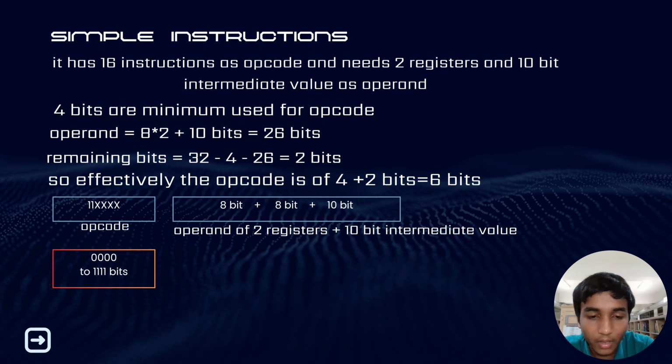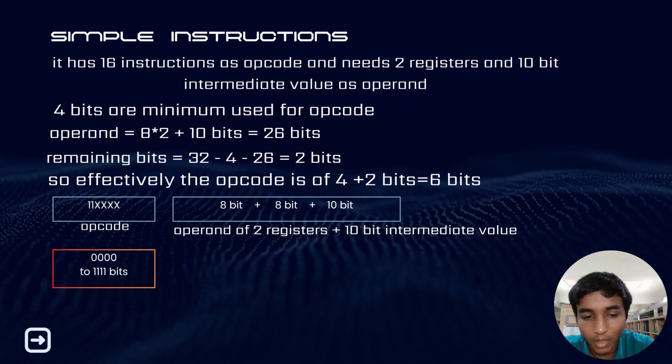And the operand is 8 into 2 plus 10 bits, where 2 is for 2 registers and 8 is for the 8 bits required to express each register, and 10 is for the 10-bit immediate value. So the operand is of 26 bits, and the remaining bits equal 32 minus 4 minus 26, which is equal to 2 bits. So effectively the opcode is the minimum bits required to express the opcode plus the remaining bits, which is 4 plus 2 bits, which is equal to 6 bits.